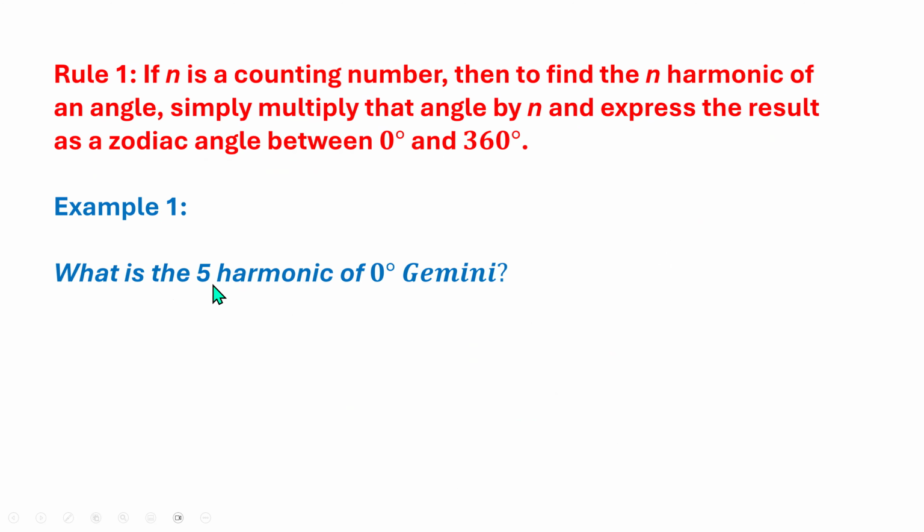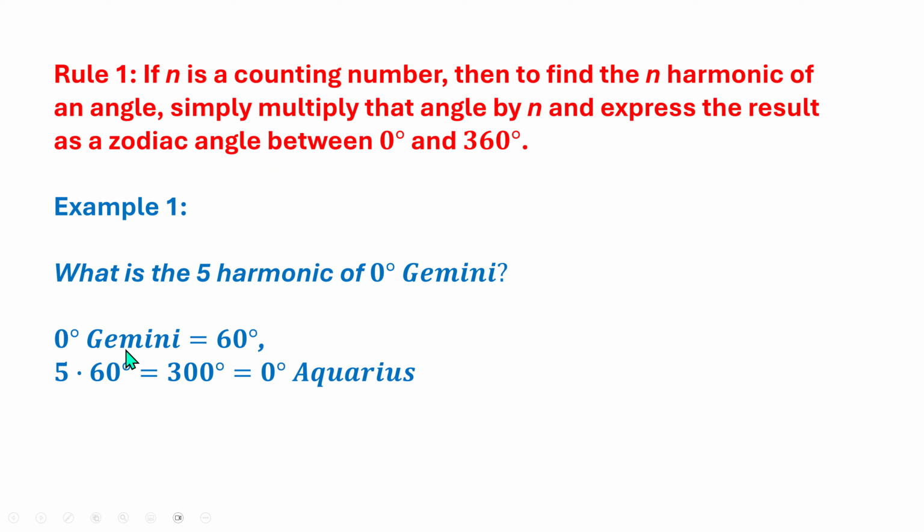So for instance, if we want to find the 5 harmonic of 0 degrees Gemini, you have to first find its distance from 0 degrees Aries, which is 60 degrees. And then 5 times 60 degrees is 300 degrees, which is 0 degrees Aquarius. So this is the 5 harmonic of this angle.